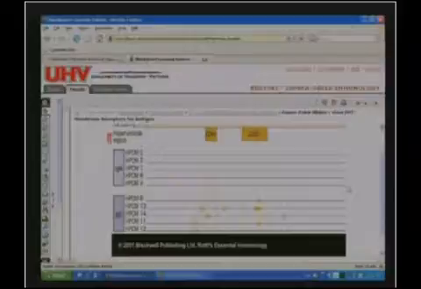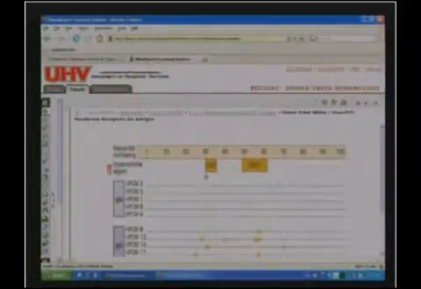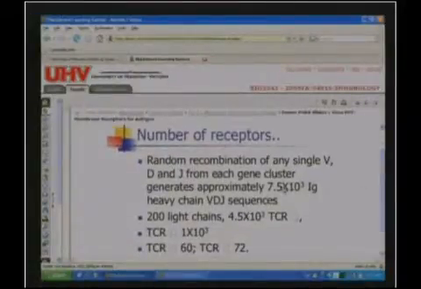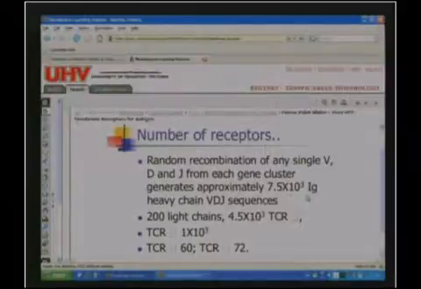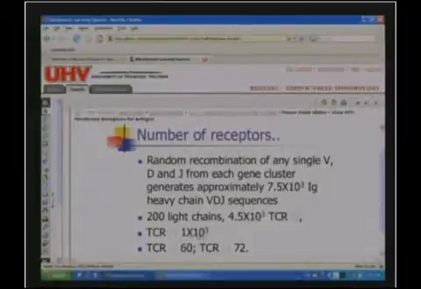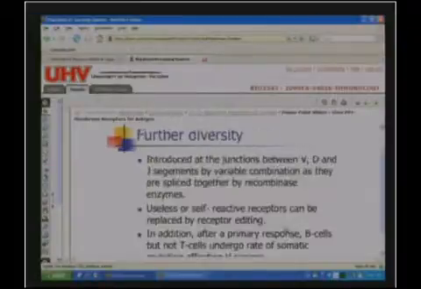And then the IgM, IgD, different types of CDRs and hypervariable region in a mathematical model. So they all put together the number of receptors, which increase to 7.5 into 10 to the power of 3 for Ig, and then 200 light chains, and 4.5 into 10 to the power of 3 TCR chains, and another type of TCR, 1 into 10 to the power of 3. So you have different varieties now. The number of receptors is more, so recognizing different types of antigen.